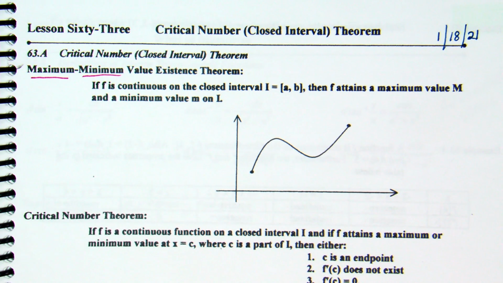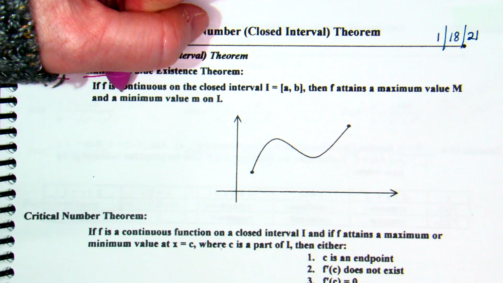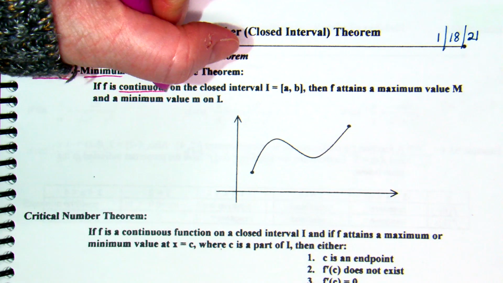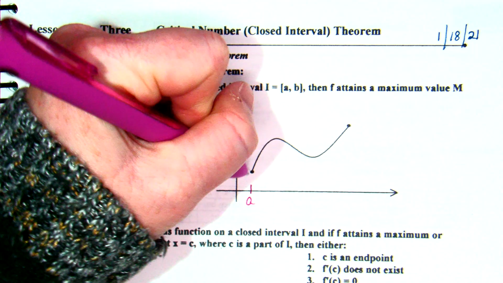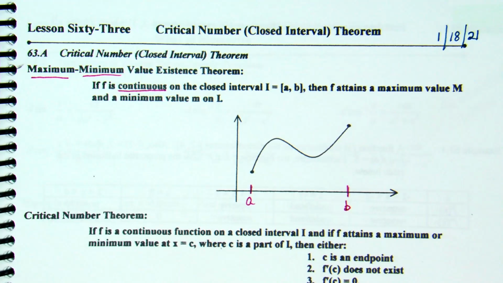Okay, so some details. First of all, one of the conditions is that for this theorem to hold, f has to be continuous, right? It can't be broken, it has to be continuous on an interval from A to B. And so the interval from A to B would be like A being the beginning and B being the end. Then this is saying that there is somewhere on there a maximum value M and somewhere on there a minimum value small m. It's just saying that they exist.